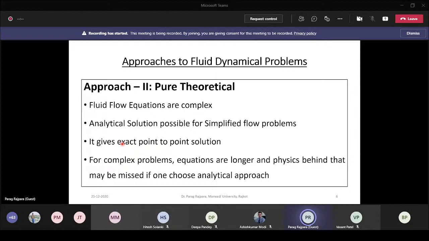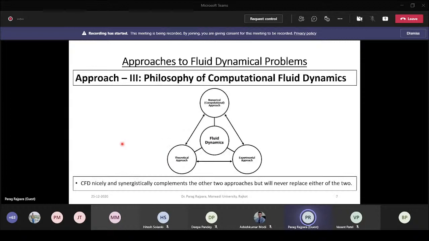However, for most practical problems, you don't have simple flow problems. You have very complex flow problems, and therefore, for most of the practical cases, the analytical solution does not exist, and it exists only for a few cases. So here comes the role of the third approach, which we know as the philosophy of computational fluid dynamics. CFD can be applied to almost all practical fluid dynamical problems.